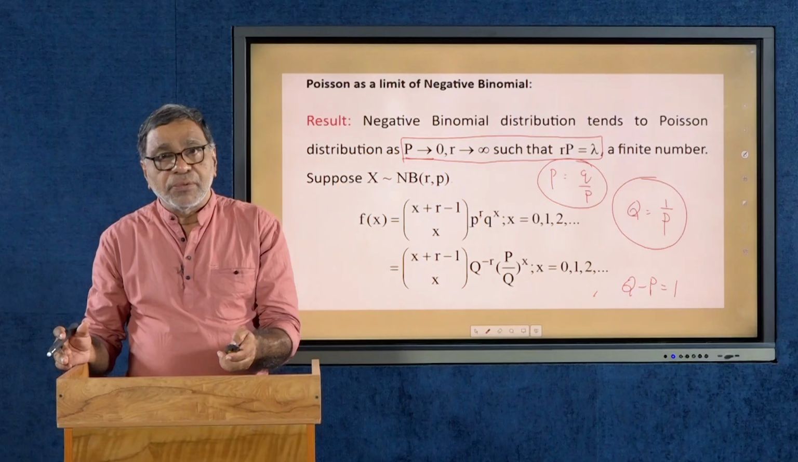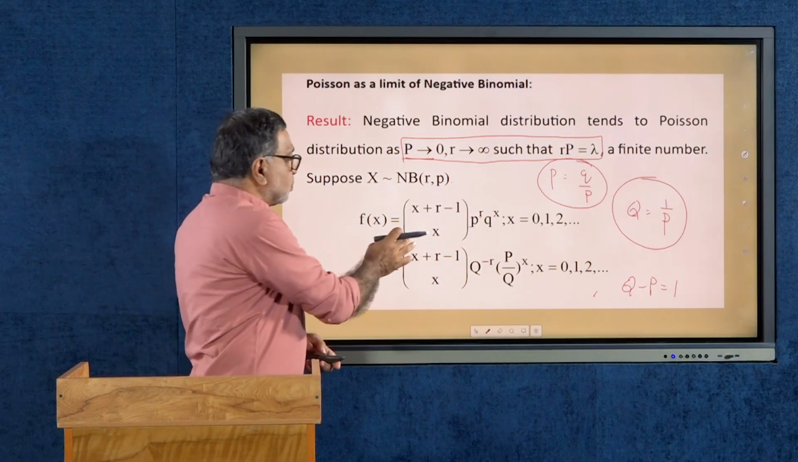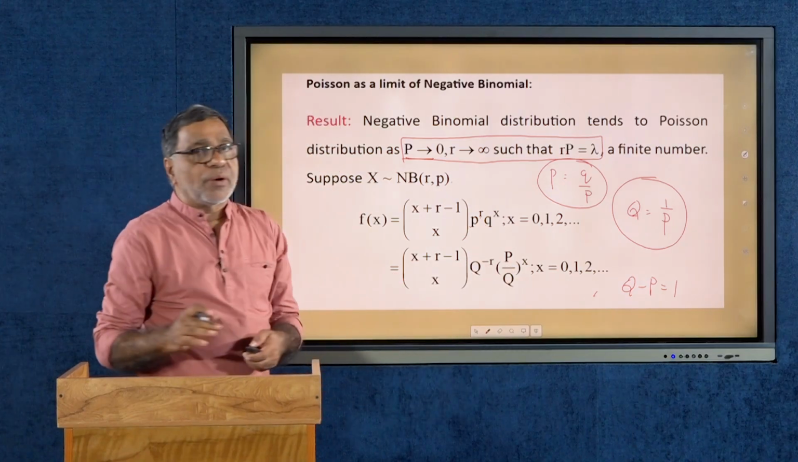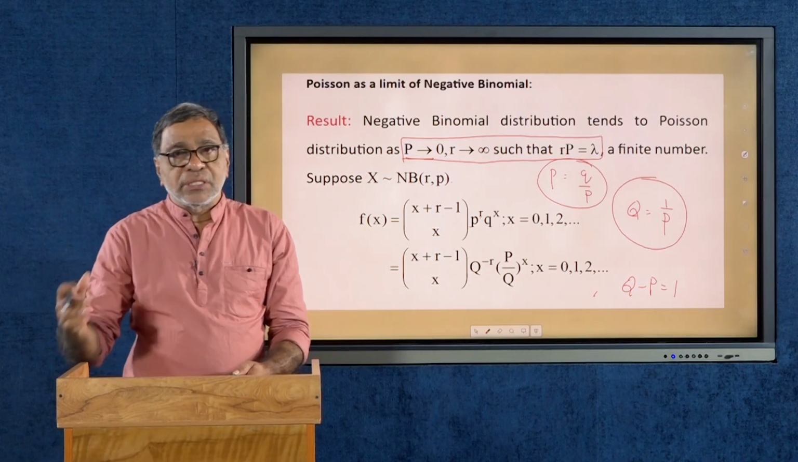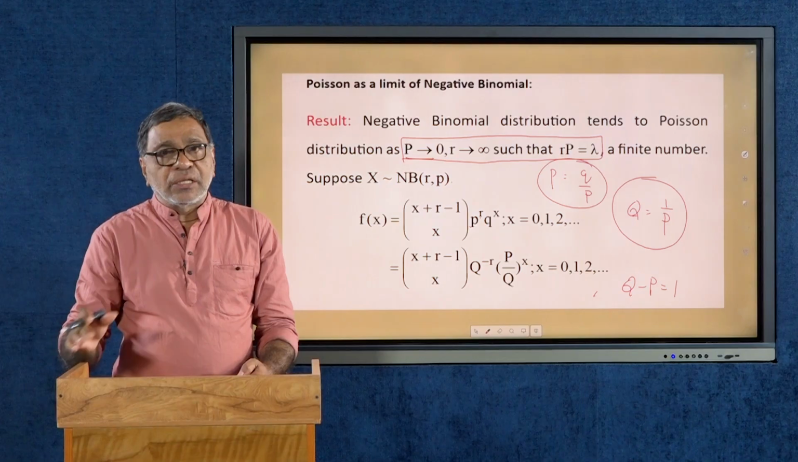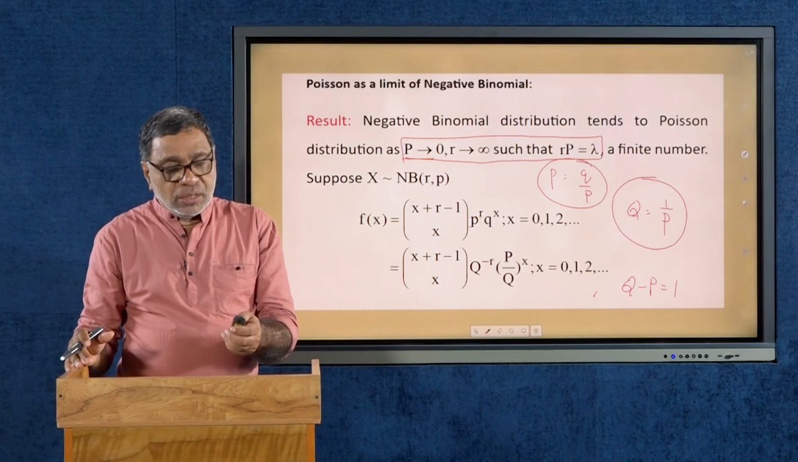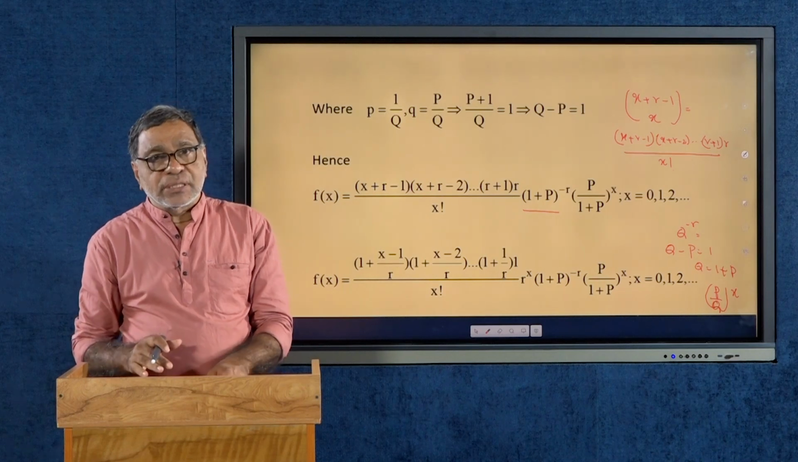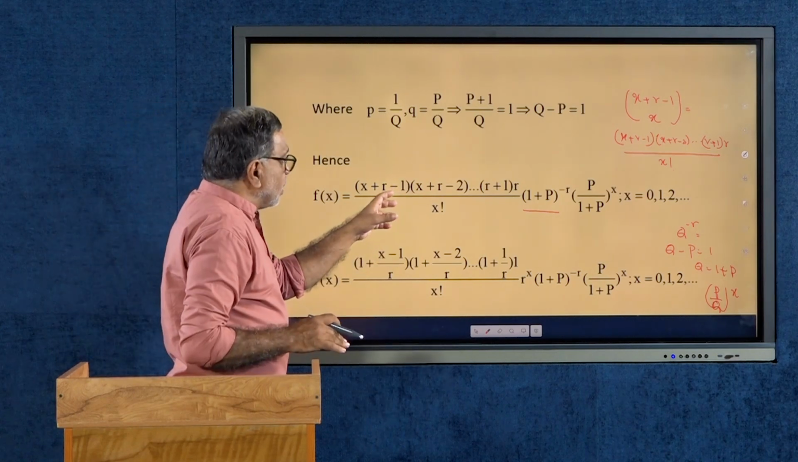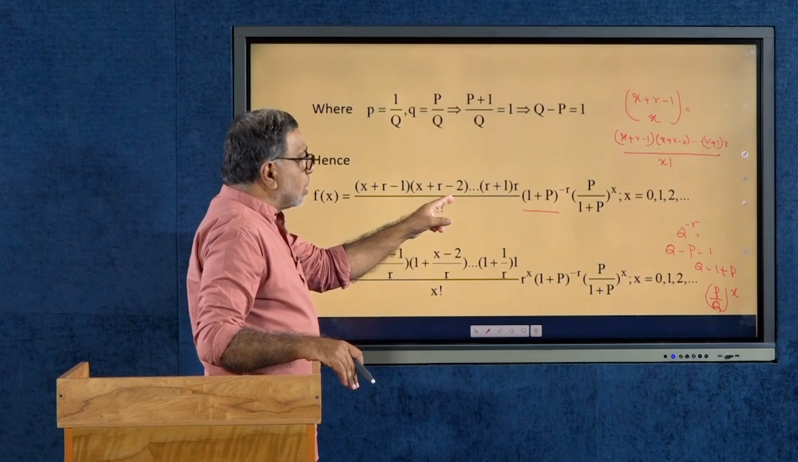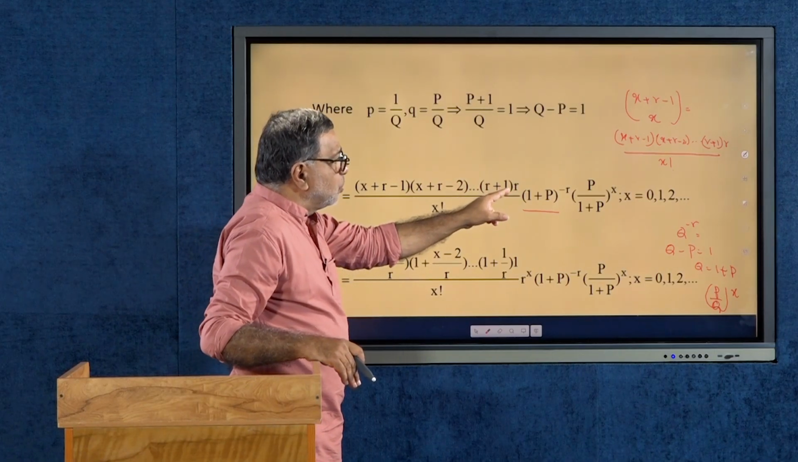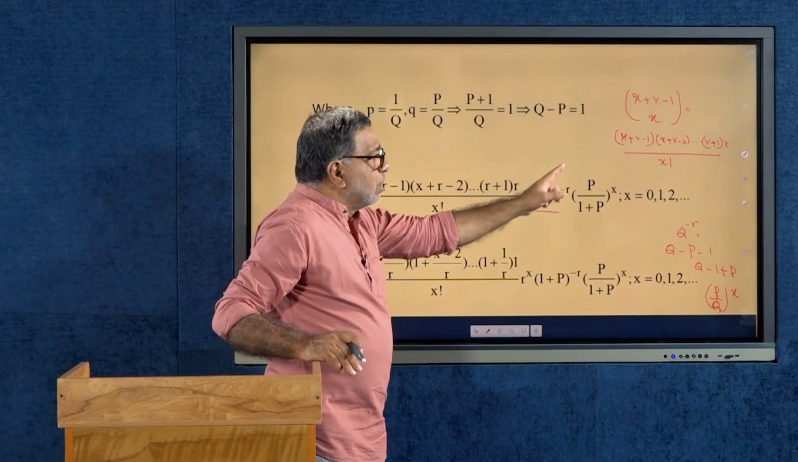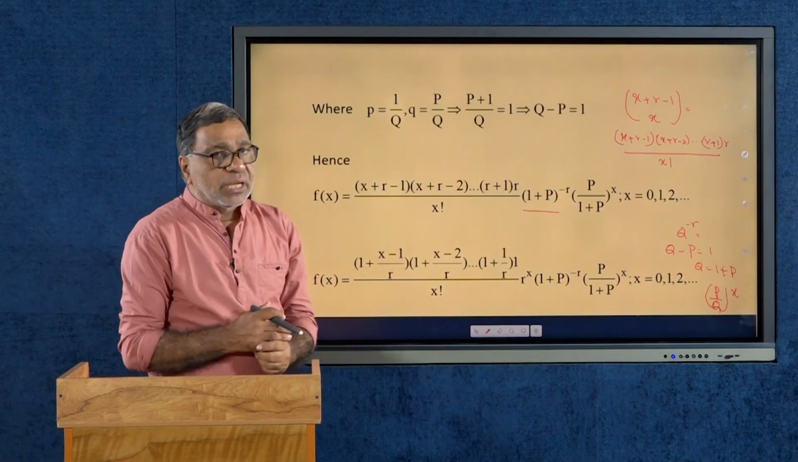See, our probability mass function is x plus r minus 1 cx q power minus r p divided by q power x, where x is equal to 0, 1, 2, 3, etc. and q minus p is equal to 1. This is modified to f of x is equal to this form, x plus r minus 1 into x plus r minus 2 etc. up to r plus 1 into r divided by x factorial, 1 plus p all power minus r, p divided by 1 plus p all power x.